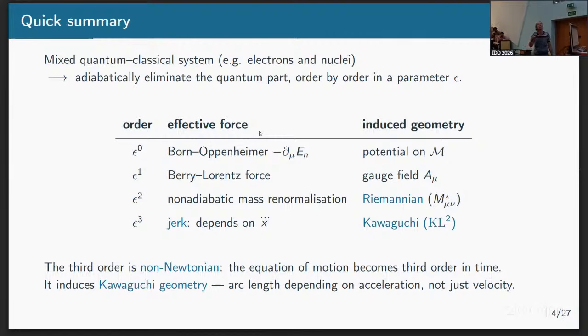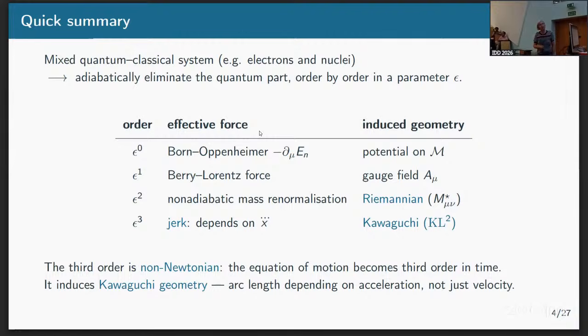And what do we obtain? What is well known in zeroth order, the effective force is the standard Born-Oppenheimer force, given by the derivative of the eigenvalue, the energy of the adiabatic state. And this just gives you the potential on the manifold M, which is parameterized by the nuclear coordinates. In the first order, which is also very well known, you get the Berry-Lorentz force. And on the geometric side, it means you induced a gauge field, A mu.